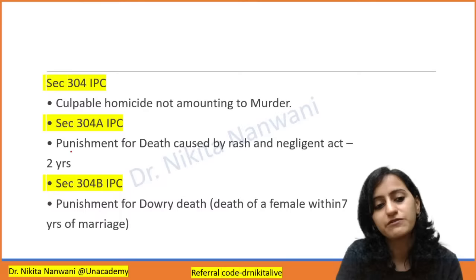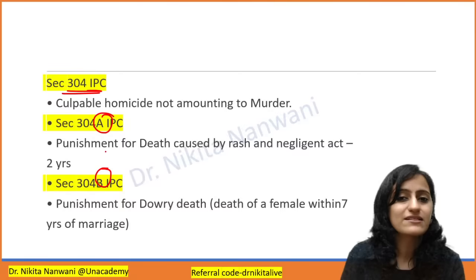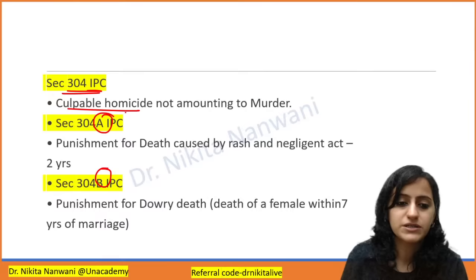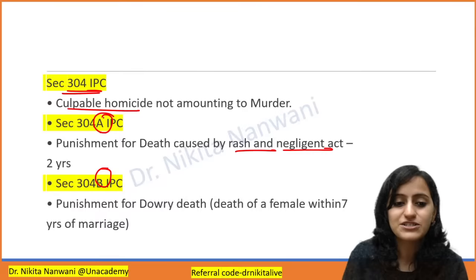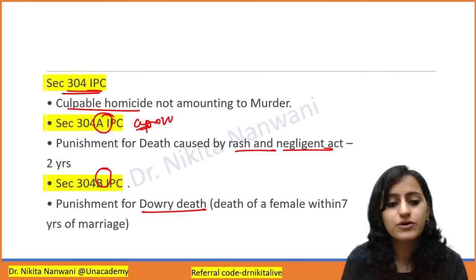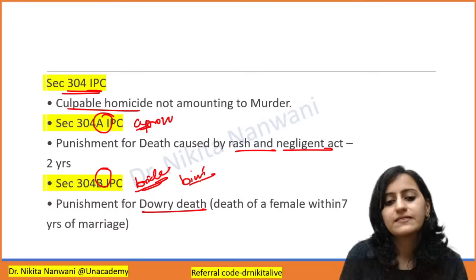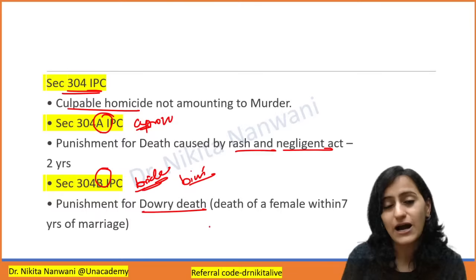Then you have 304. Remember 304A and 304B? That is your culpable homicide, not amounting to murder. A is by the negligent act or the rash and negligent act, like your medical negligence apron. B is for your dowry death. Okay, dowry death. B for bride, B for BV. That is your dowry death. Dowry death is defined as death of a female within 7 years of marriage. Okay, within 7 years of marriage.